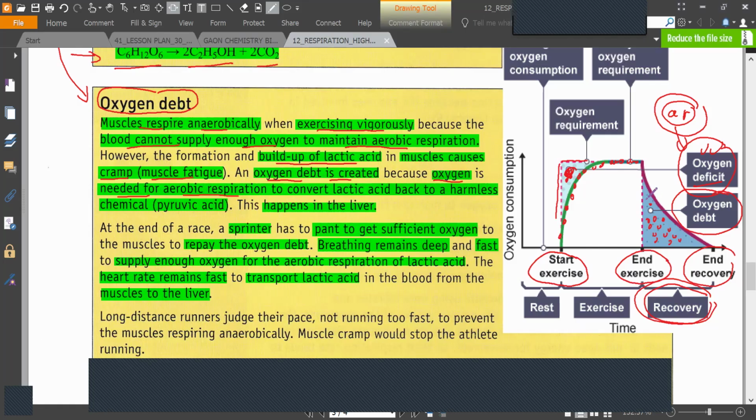Now, after the exercise has ended, we still need to continue to supply more oxygen to convert the lactic acid back to harmless chemicals. For example, we will convert it back to pyruvic acid. The process is quite complicated, so at this moment we just need to know that it converts back to pyruvic acid. This happens in the liver.